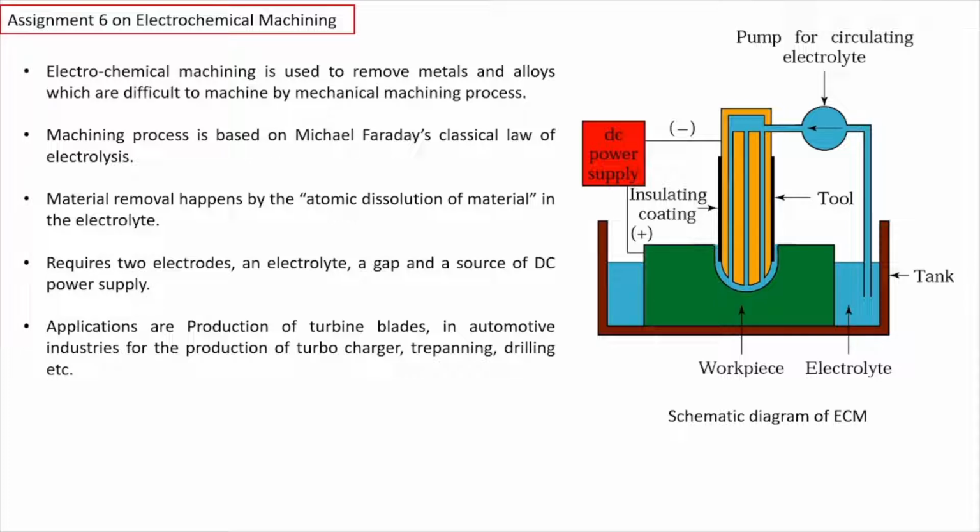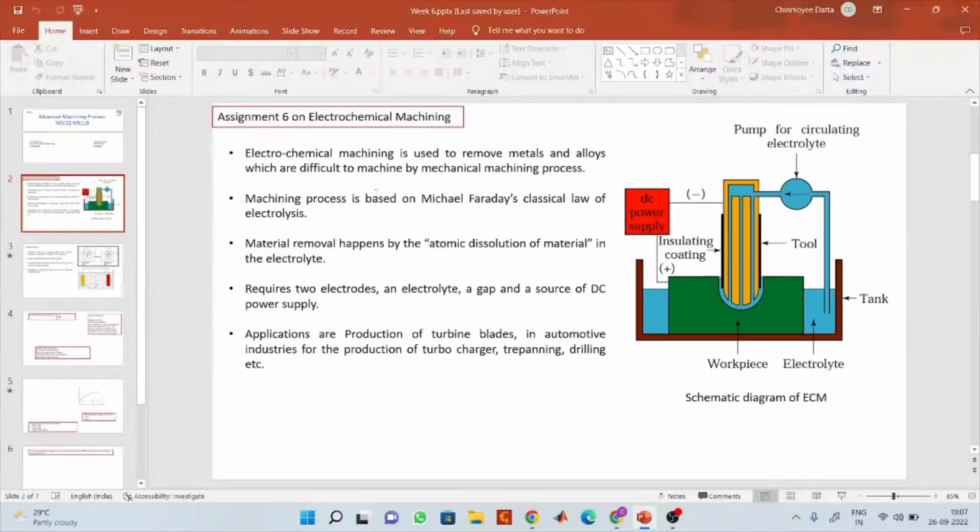This machine is actually used to remove metals and alloys which are difficult to machine by mechanical machining processes, which we have seen in previous lectures, like ultrasonic machining or abrasive water jet machining. Those materials which are difficult to machine by those mechanical processes can be machined by the electrochemical machining process. We'll see in later slides that it follows Faraday's first law and second law.